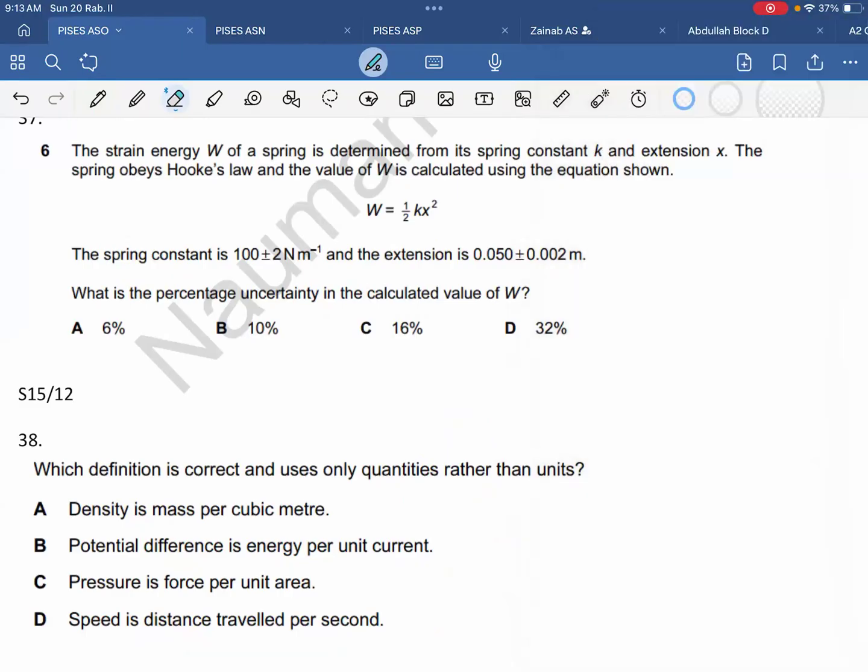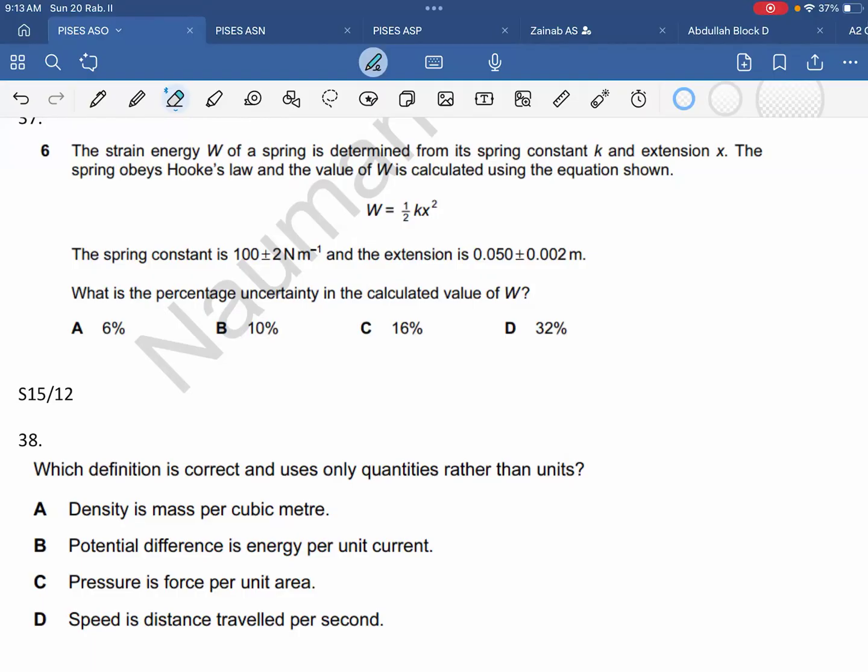Strain energy W of a spring is determined from its spring constant k and extension x. The spring obeys Hooke's law and the value W is calculated using the equation W equals half kx square. This equation we'll be studying in the coming chapter, deformation of solids. The spring constant is 100 plus minus 2 newton per meter and the extension is 0.050 plus minus 0.002 meter. What is the percentage uncertainty in the calculated value of W?